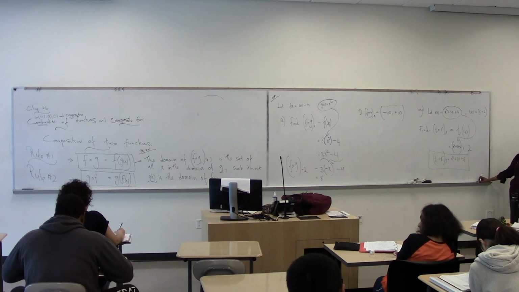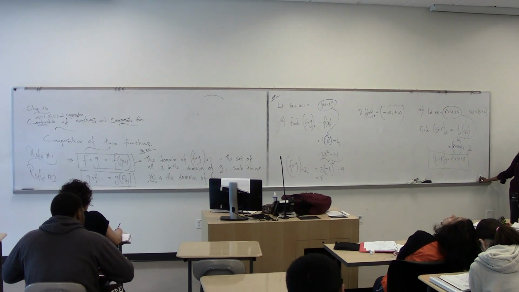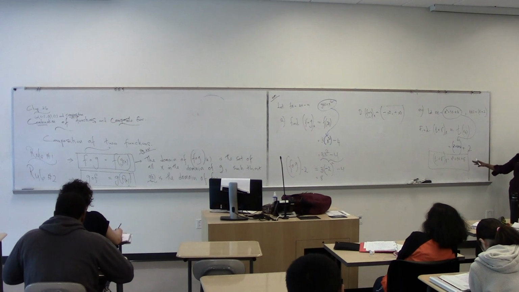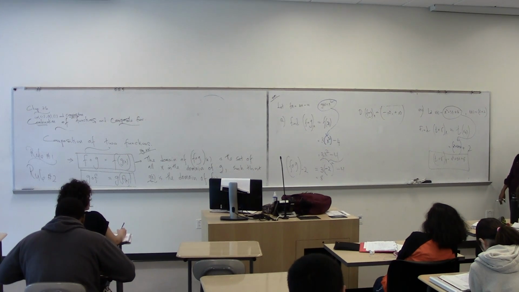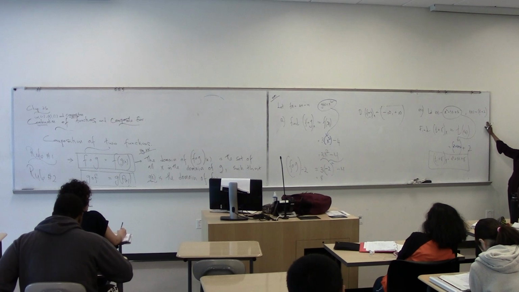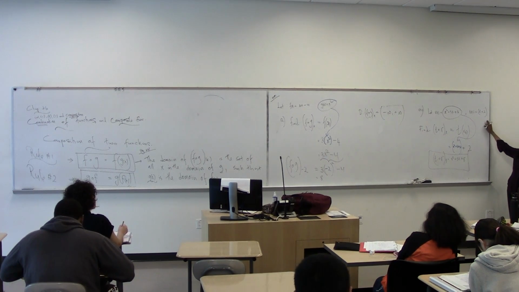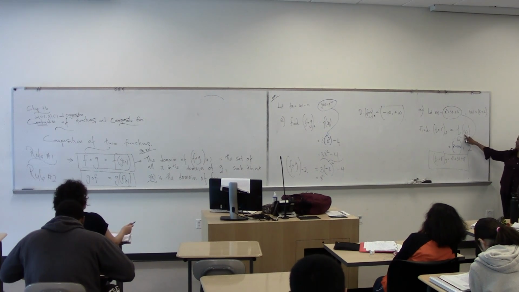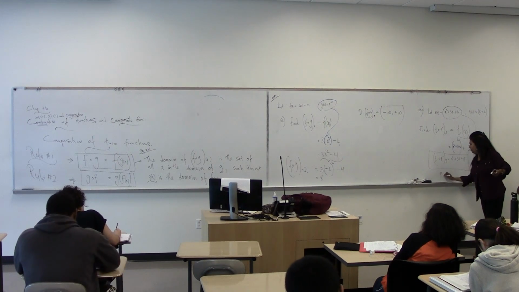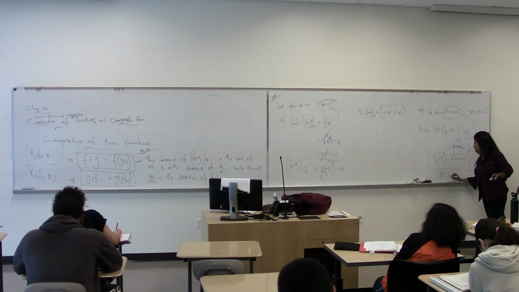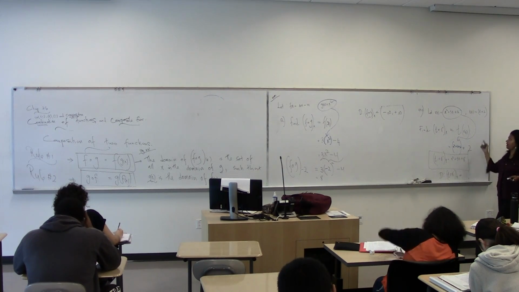What else do I need to find here? The domain of this function, right? The domain of this function is the domain of T of x, R of x. No, sorry, the domain of R of x. You need to get this domain. So what's the domain of R of x here? The domain of T composition R of x is equal to the domain of R of x.